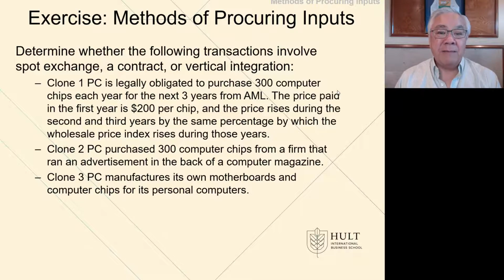So there are three different ways to approach the same question. I need 300 computer chips each year. How do I get it? You can buy it on a contract. You could buy it on a spot market, or you can choose to make it yourself. So those are the basic choices in procuring needed inputs.